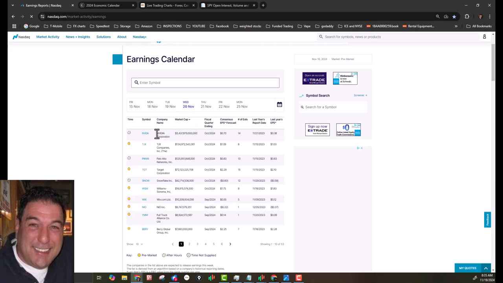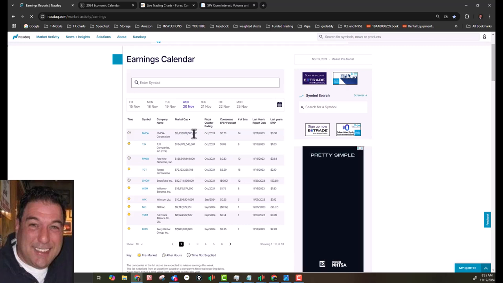Wednesday, tomorrow night, NVIDIA, almost $3.5 trillion. Only like the biggest capitalized security in the New York Stock Exchange, I think, unless Amazon took it over again. So NVIDIA is going to report tomorrow night. TJX companies, 134 billion. They're going to report tomorrow morning. PANW, Palo Alto, 125. They're going to report right alongside tech, NVIDIA. Target's going to report, 72 billion.